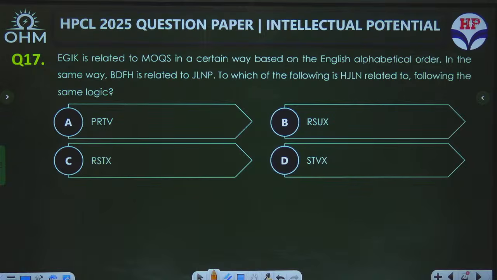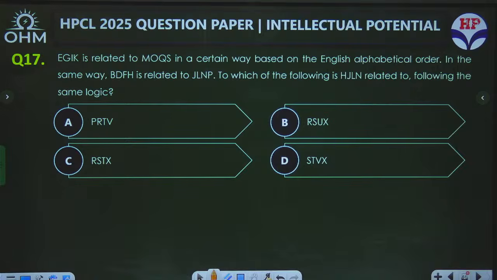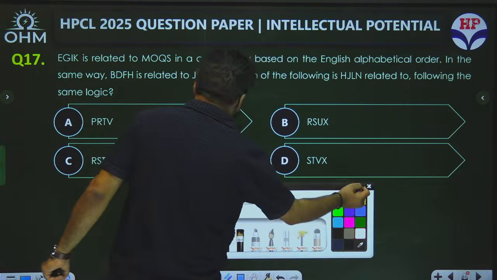All right. Now you see, EGIK is related to MOQS in a certain way, based on English alphabet order. In the same way, BDFH is related to JLMP. Which of the following is HJLN related to? So let's first find the given relations.